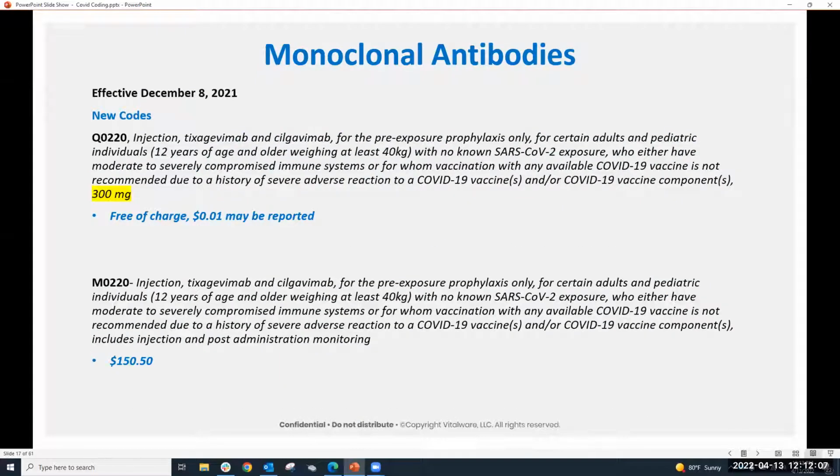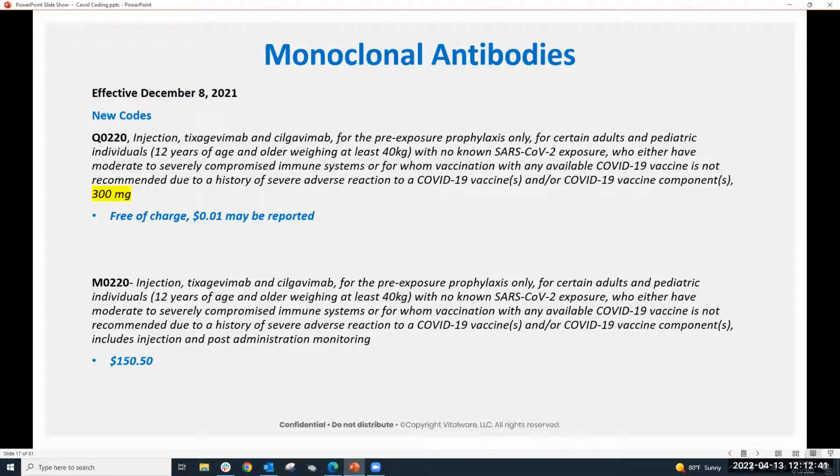And here are the new HCPCS codes for the Evusheld. The drug code is Q0220, and you'll see that I have the 300 milligrams highlighted. I'm just pointing this out because later down the line, the dosing did change whenever we had a new variant. They did change the dosing to adjust it for the new variant. So we'll go over that later.